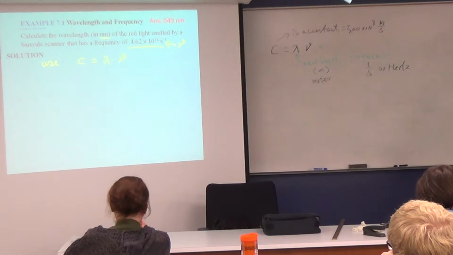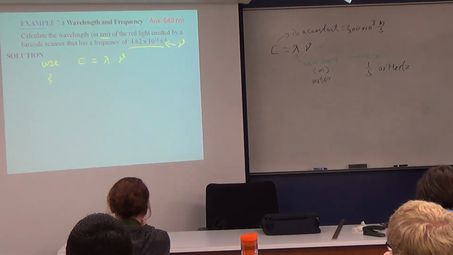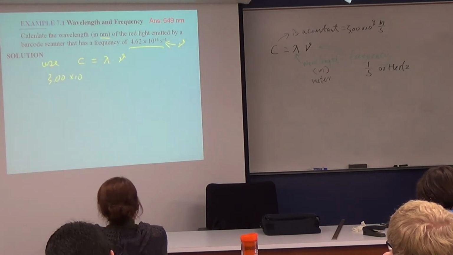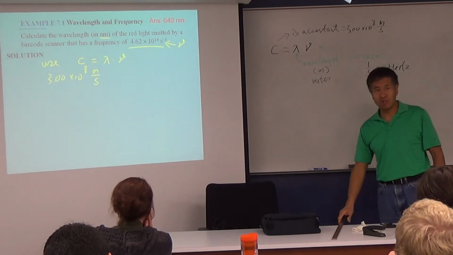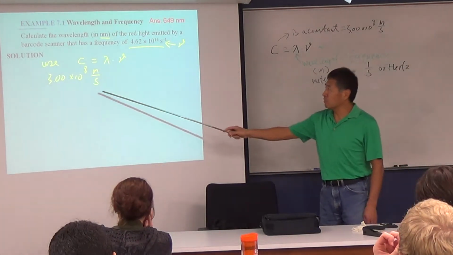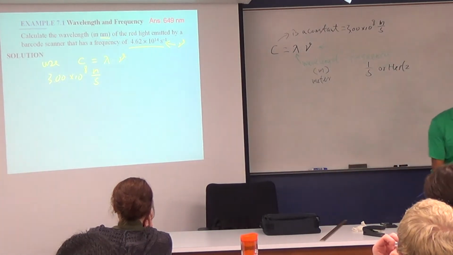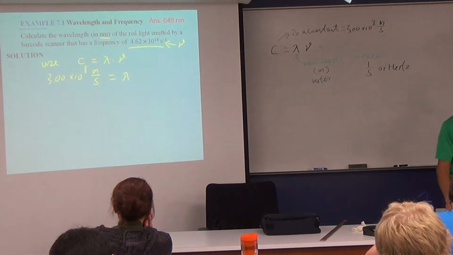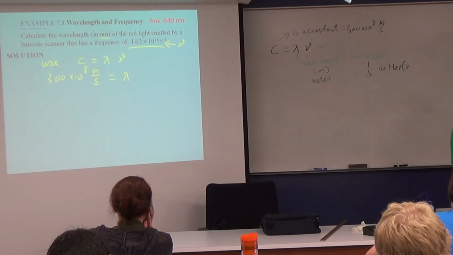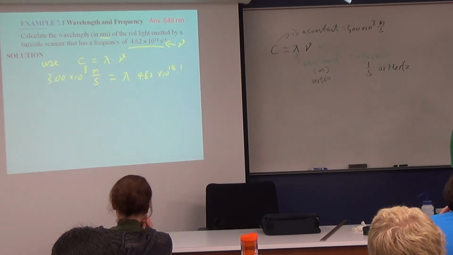So you can solve this equation like this. You just solve it: 3.00 times 10 to the positive 8 meter over second. So I just do a simple substitution. I have this c, and I know this number for c. And then I will write on the other side, I don't know what lambda is, so I just keep writing lambda here. And then we have this frequency, which is 4.62 times 10 to the 14, 1 over second.